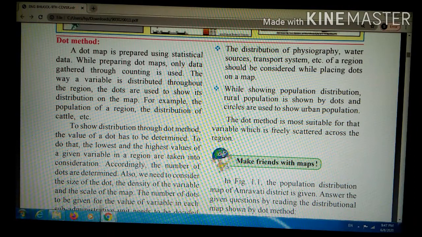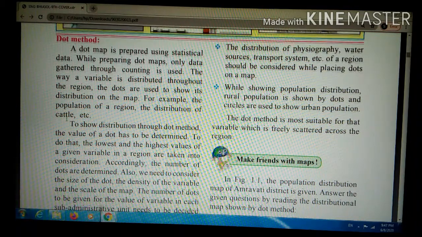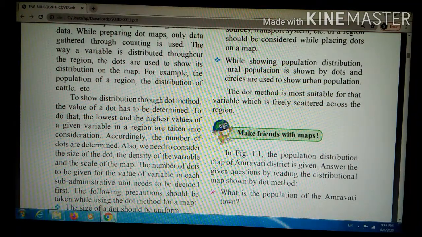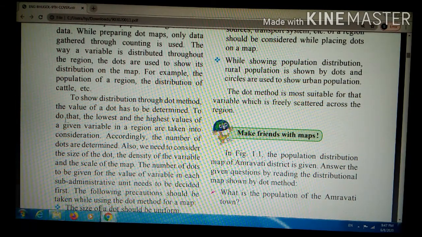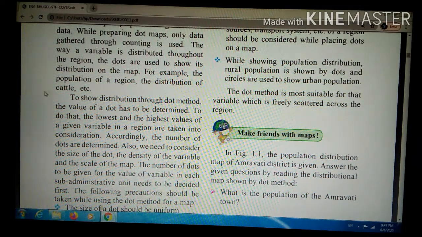For example, here is given the population of a region and the distribution of cattle. What is the population? Suppose we are living in district Solapur, so what is the population of Solapur? Suppose we are living in Ahmednagar, what is the population of Ahmednagar? And also the distribution of cattle.